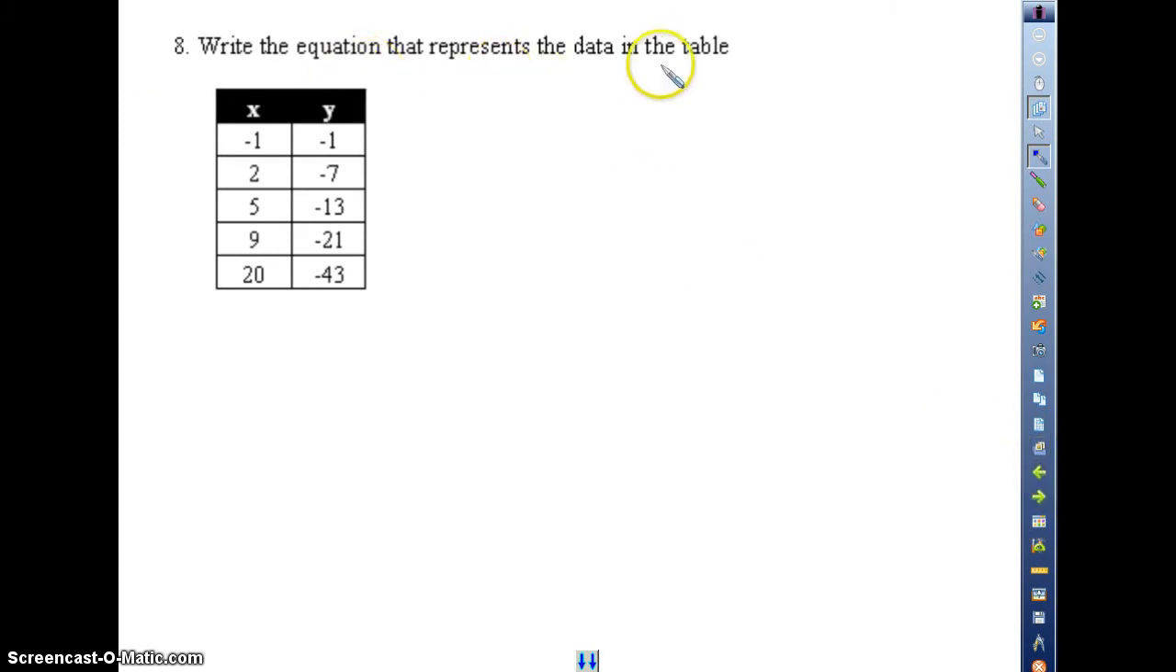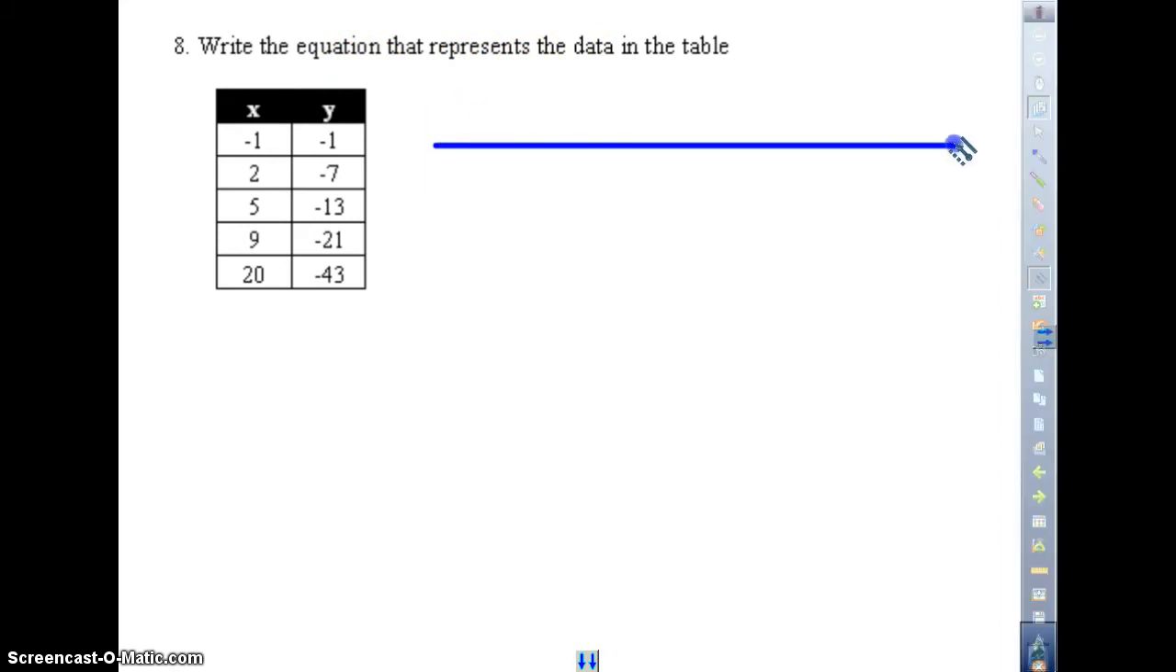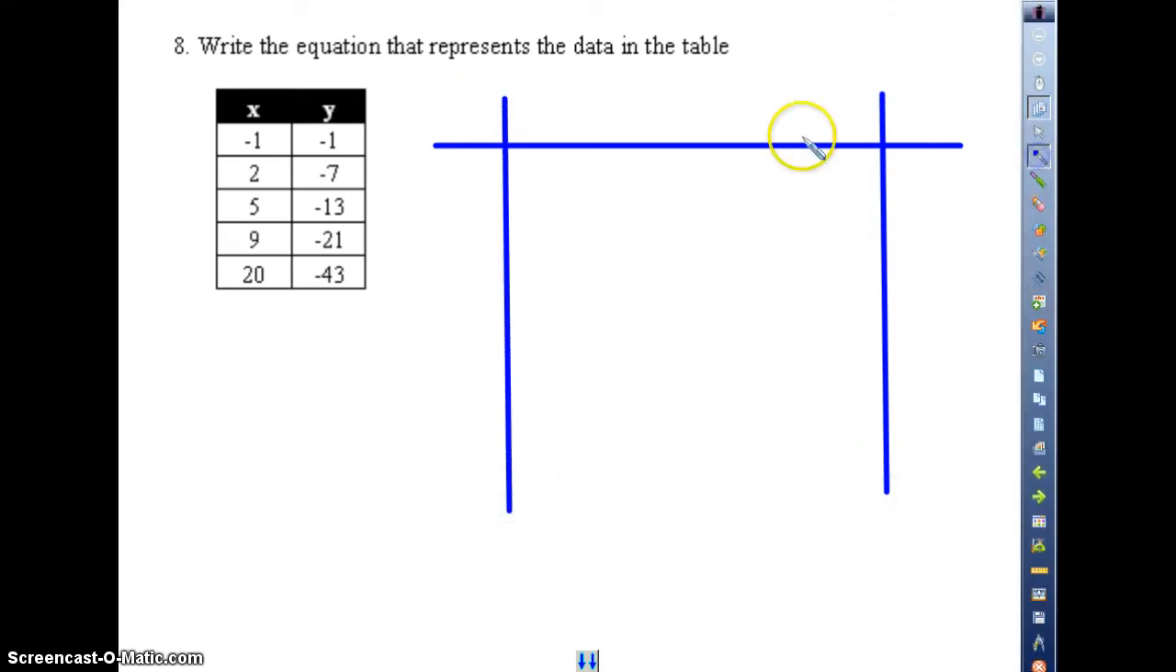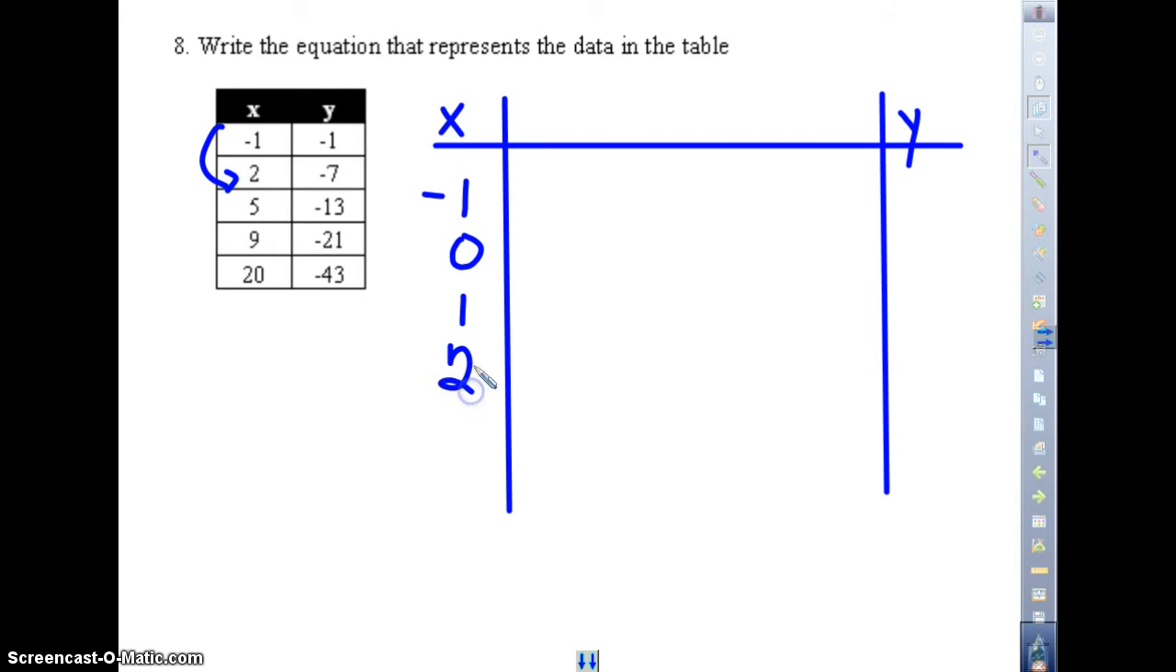Write the equation that represents the data in the table. I didn't say what number 7 was. You were supposed to come up with the answer. Okay, I'm going to rebuild this table because I'm going to use that little trick that Mrs. Tucker taught me. Mrs. Tucker said, my goal is to make my x's increase by 1 each time. So I have -1, and then it jumps to 2. So I skipped some values here. I skipped 0, I skipped 1, and then I jumped to 2.